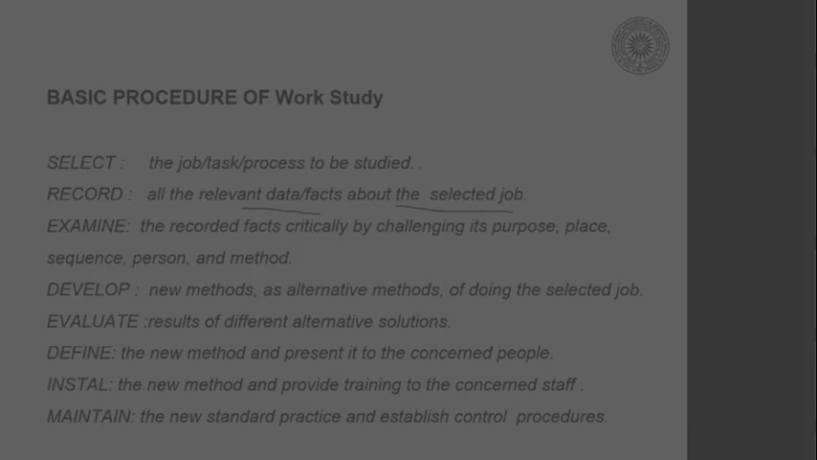Suppose we are going to do the work study of making a shaft. The job selected is making the shaft. And if we are doing the work study, first we do the work study of drawing and issuing the raw material. That is the task, and the process is how it is issued. So it is all inclusive in the first step, select.